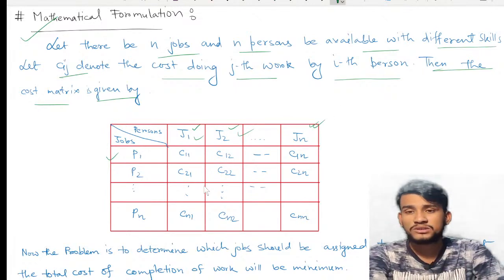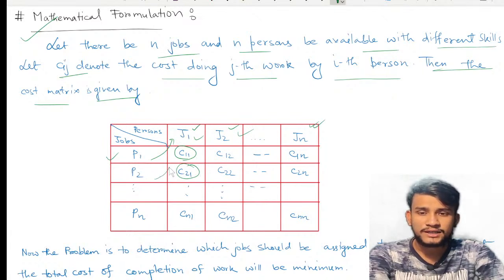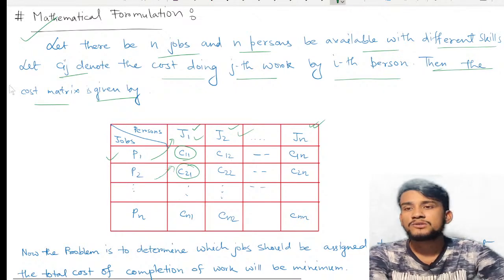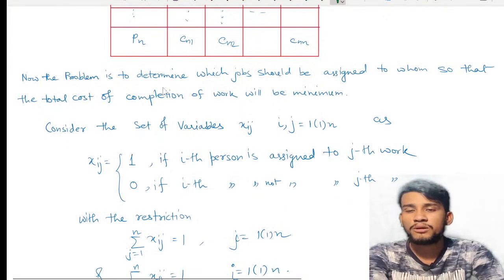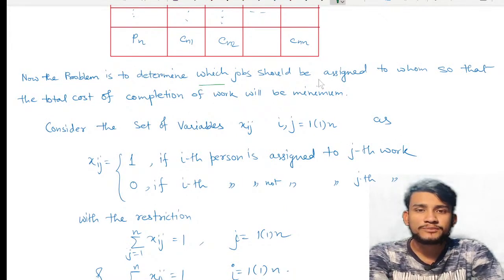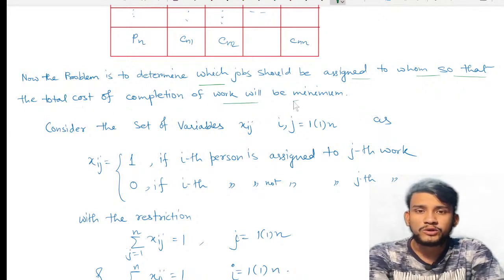This is the cost C11, the cost if person P1 is assigned to job J1. This is the cost C21 if person P2 is assigned to job J1, and so on. So this is the cost matrix. Now the problem is to determine which job should be assigned to whom so that the total cost of completion of the work will be minimum.